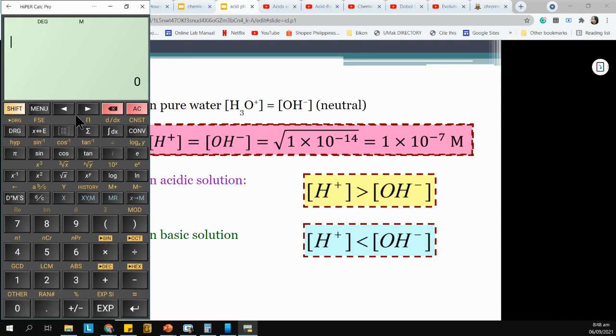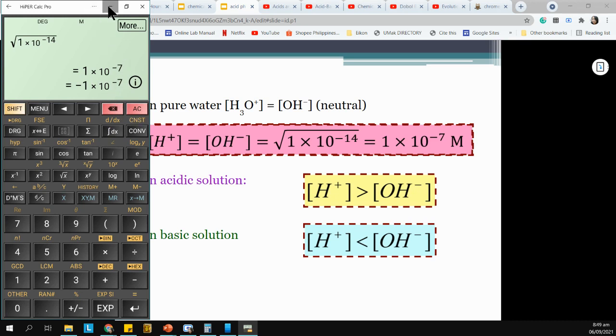Okay. So here, pag pinress nyo lang, just press 1, then exponent, then yung mismong number, yung value, yung power niya, 14, then add negative. Okay? Let's see if I can add the square root. Yan. Okay? So yun yung makuha ninyo. So that is the value of your hydrogen ion. So that's how you do it on your calculator.